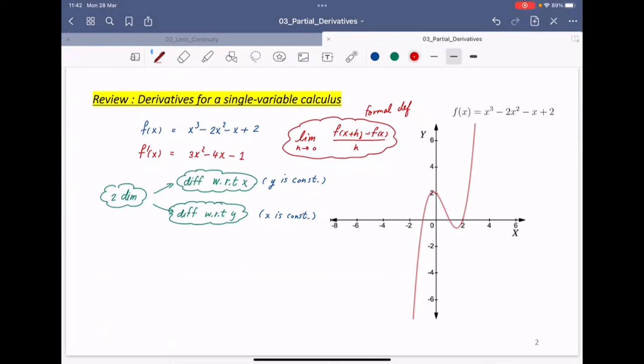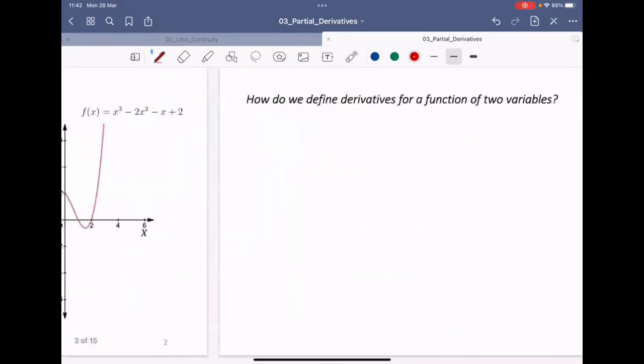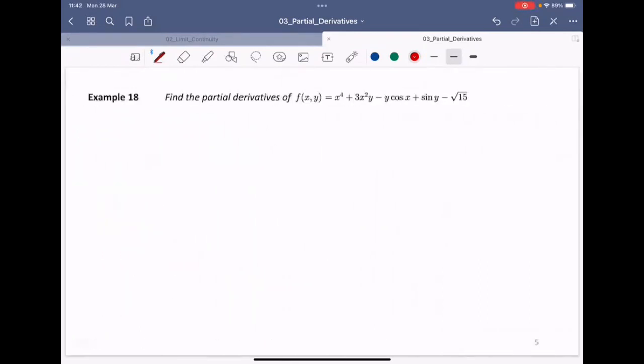This is supposed to be easy, so take a look, take a deep breath. Everyone, take a look at how we do it. We're going to skip the theory first. Let's do example 18, your first example on derivatives. You have f(x,y) as this function: x to the fourth power plus 3xy squared, 3x squared y minus y cosine x plus sine y minus square root of 15. This is critical. If you understand this example, it's an easy one for you.